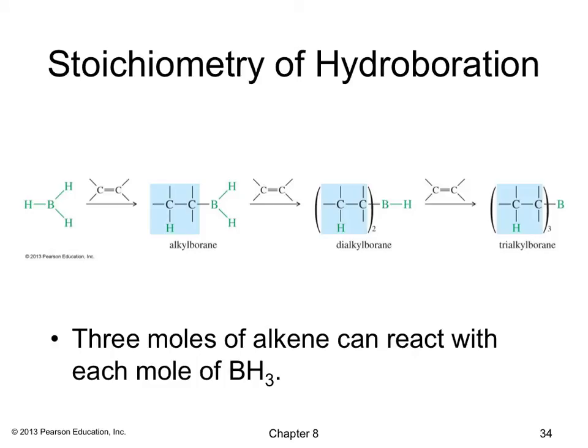Stoichiometry of hydroboration: you have BH3, so H and BH2 come and add, so that you add H on one side and BH2 on the other side, but you have these other two BHs adding, so you can have two of these add, another one add to this alkene, and a third one. So you have 3 moles of alkene reacting with each mole of BH3.